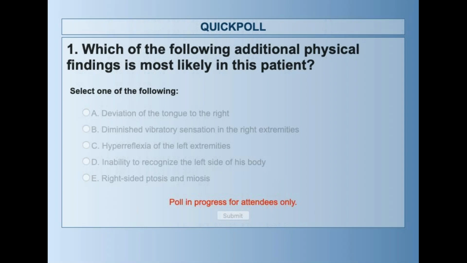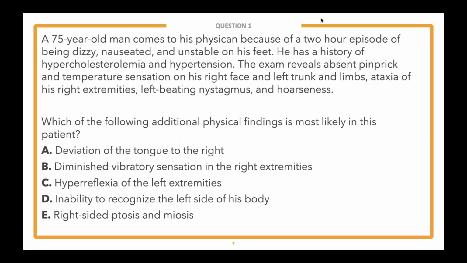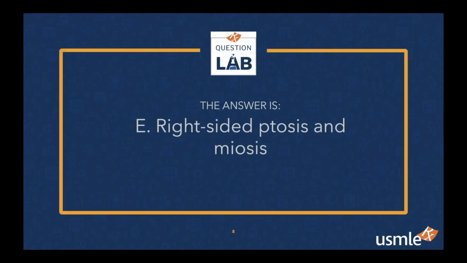All right, and let's see how you guys did. Looks like it was pretty close. 30% of you guys picked deviation of the tongue to the right. And in second place was E, right-sided ptosis and meiosis. So let's see what the correct answer is. And the correct answer is E, right-sided ptosis and meiosis. And 27% of you guys got that right. So well done to those of you who got it.